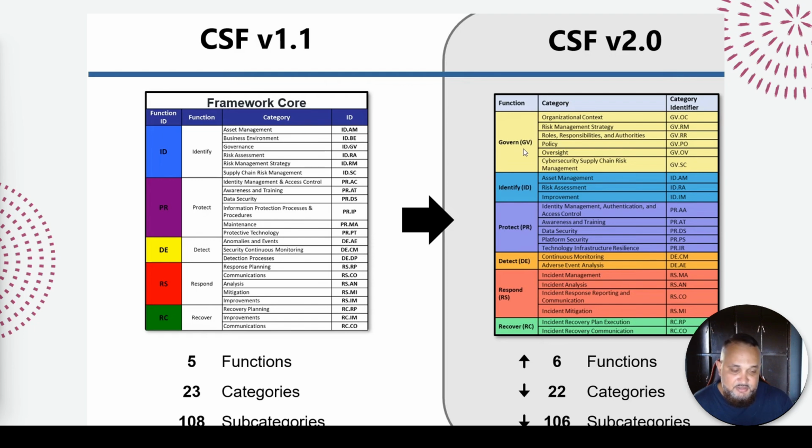This govern function, to me, it makes sense. Aside from functions, we have 23 categories in the previous ones. We have 22 here. These are the categories, as you can see here, under each function. Also, we had 108 subcategories in the previous version. Now we have 106, so 2 have been removed. Right, so just a high-level bird's eye view, these are some of the main differences between the 2 frameworks.